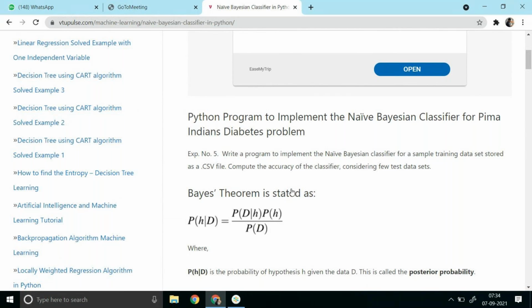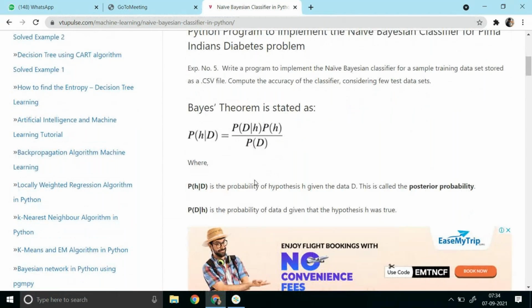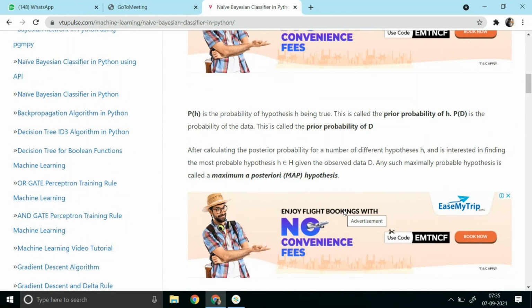Next is P of D given H. This is the prior probability, which means the probability of data D given that the hypothesis H was true. P of H is the probability of the hypothesis, and P of D is the probability of the data. First we calculate the posterior probability for the different hypotheses. We might have multiple hypotheses, and we have to find the most probable hypothesis for the given observed data.